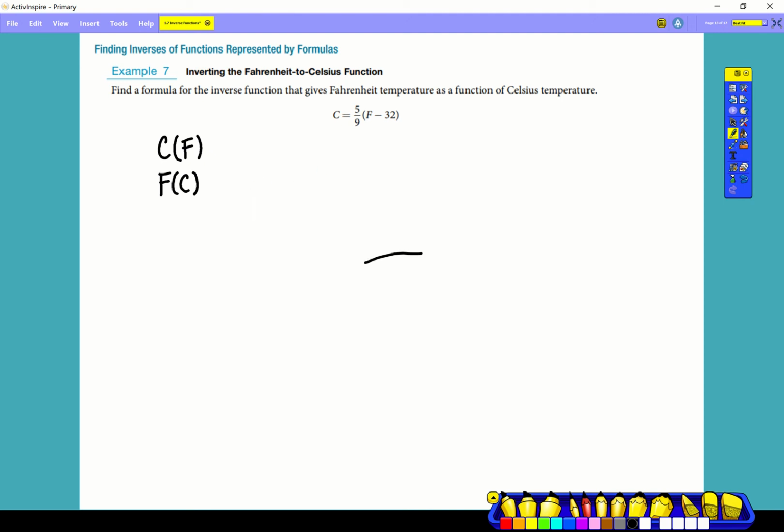So therefore, let me erase that. I am going to solve for F. I'm going to multiply by 9 over 5. So we have 9 over 5 C plus 32 equals F. So this is the conversion from Celsius to Fahrenheit. It undoes the Celsius calculation, so you can think of it as an inverse.